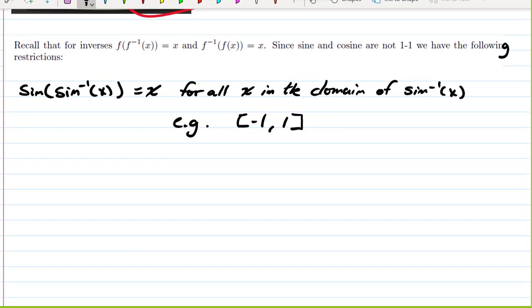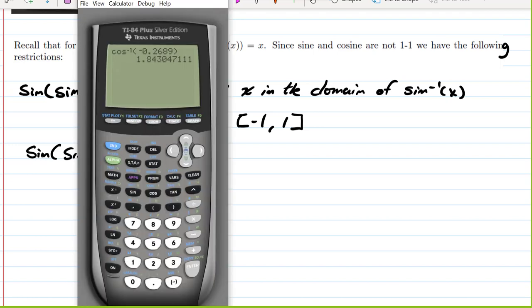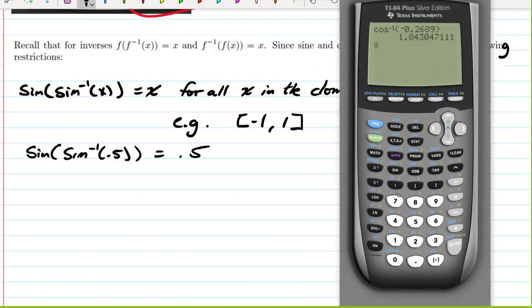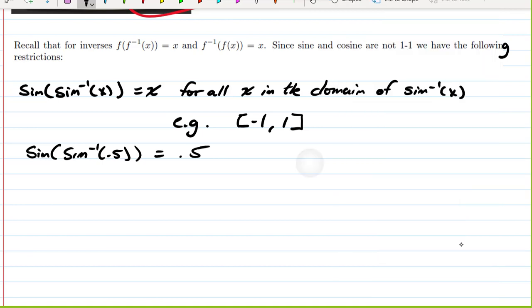So to be explicit then, the sine of sine inverse of 0.5, since 0.5 is in between -1 and 1, the sine and the sine inverse reduce out, and we get just 0.5. And we can check that on our calculator. If we go sine of the sine inverse of 0.5, our calculator will agree that we get 0.5.